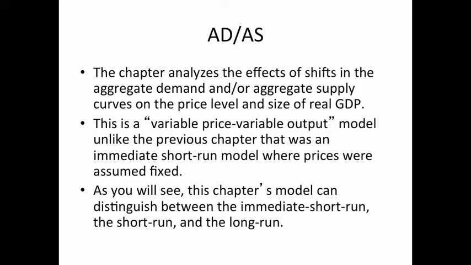So this is what we call a variable price, variable output model, where, again, unlike the aggregate expenditures model, where prices were assumed to be fixed, here we'll see prices can change. And so that's a big improvement, really, over the aggregate expenditures model. And as we move forward, we think about the aggregate supply curve, we'll see that we can really look at this in different time periods.